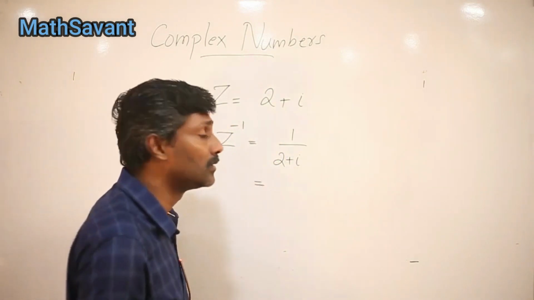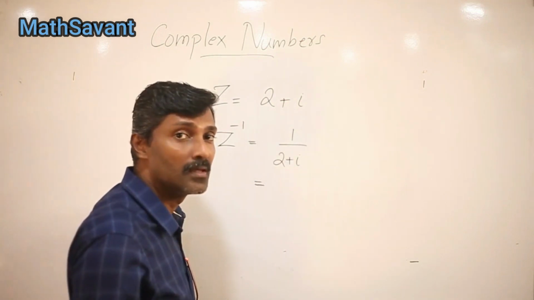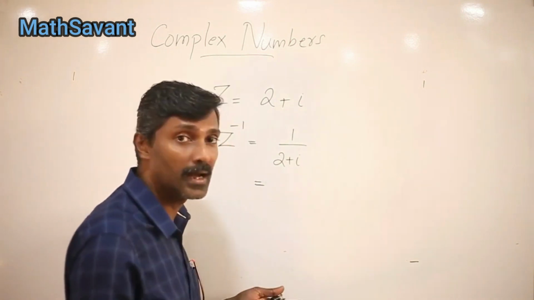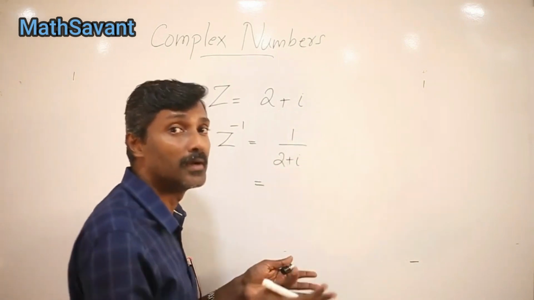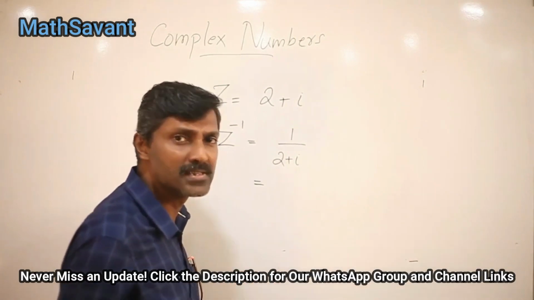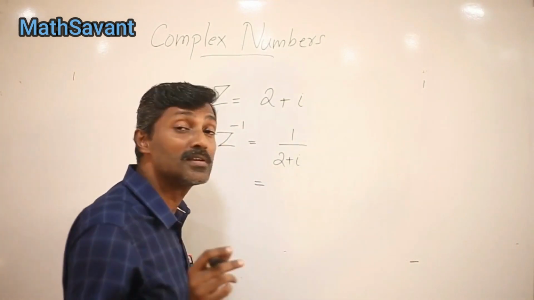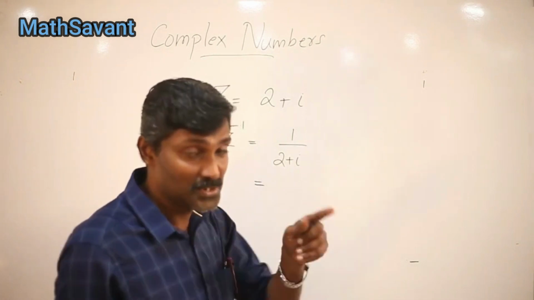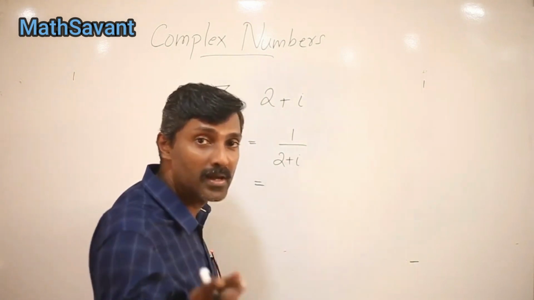How do we find this answer in the form a plus ib? We see that a plus ib is in the denominator, but we have to change that and express this in the form a plus ib in the numerator. How do we do that? It's very simple. Just take the conjugate of the denominator. Now tell me, what is the conjugate of this denominator 2 plus i? It is 2 minus i, right? So the conjugate of 2 plus i is 2 minus i.